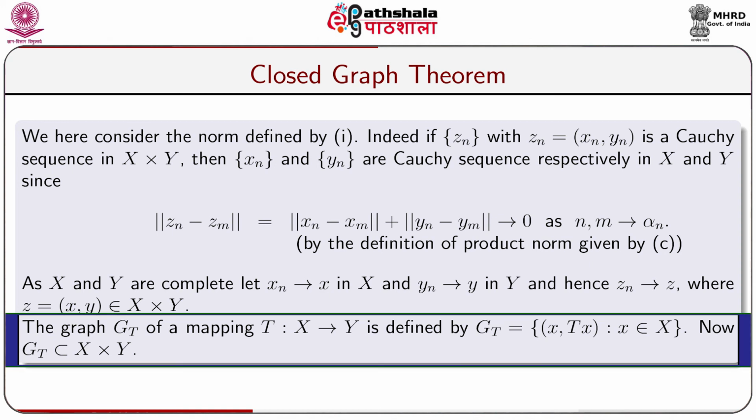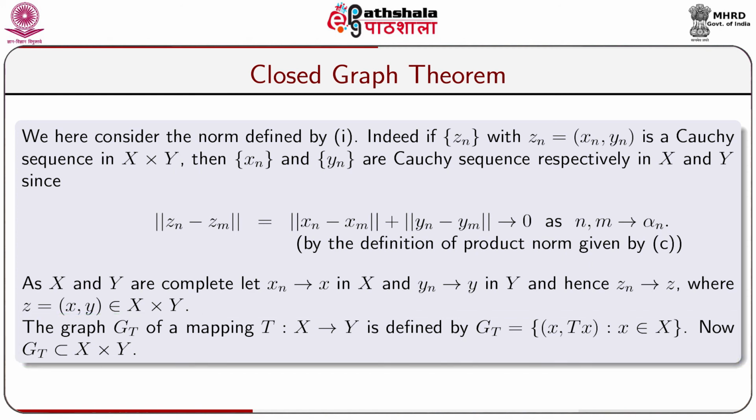The graph, denoted by GT, of a mapping T from X to Y is defined by GT equal to the set of (x, Tx), where x belongs to X. Now, GT is a subset of X cross Y.